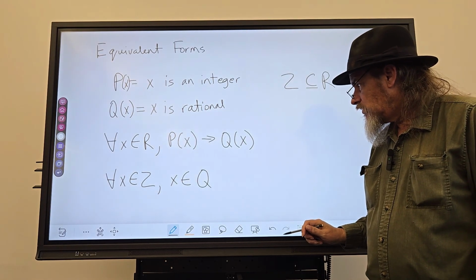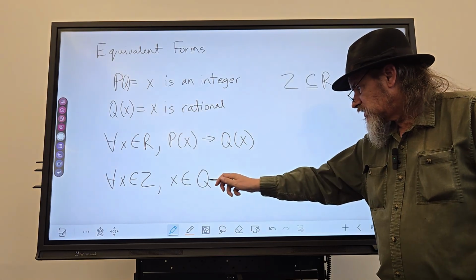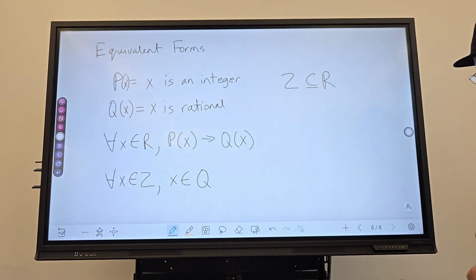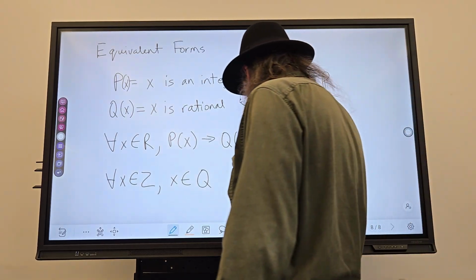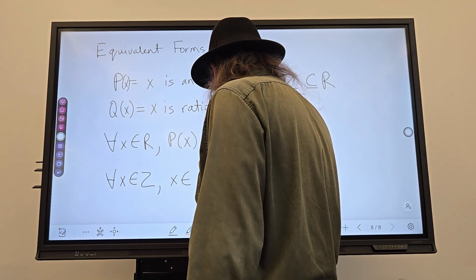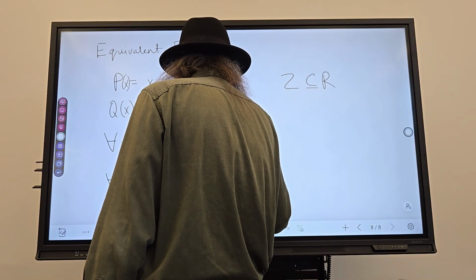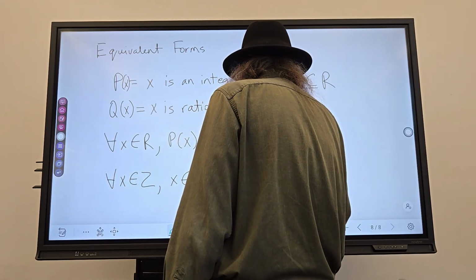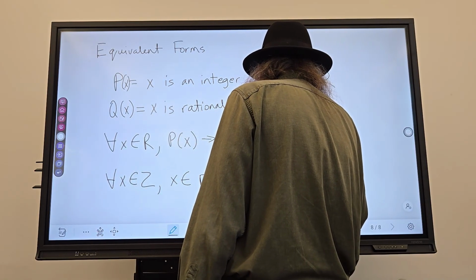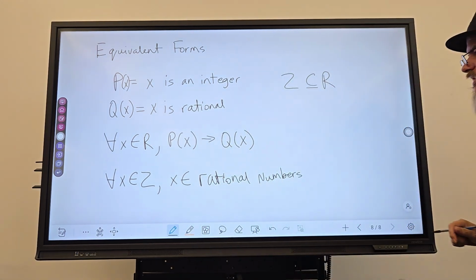I should have put a different letter for Q. X is an element of rational numbers.